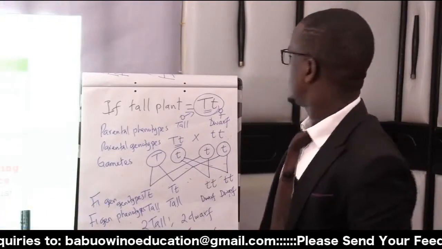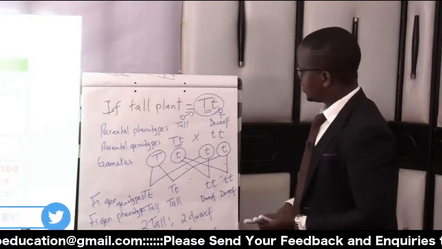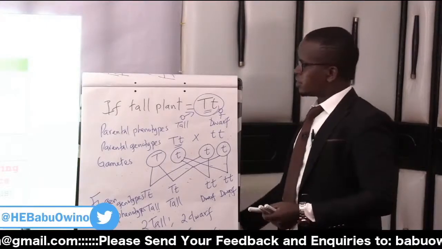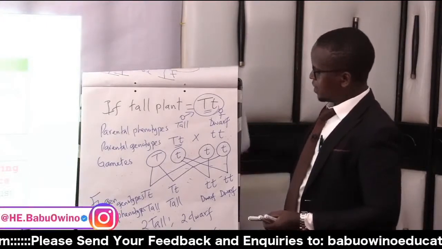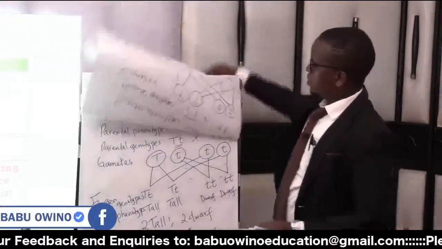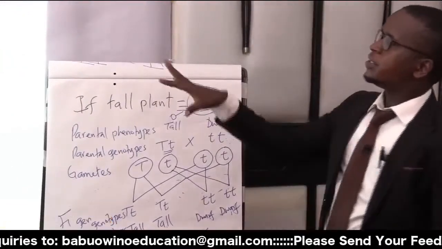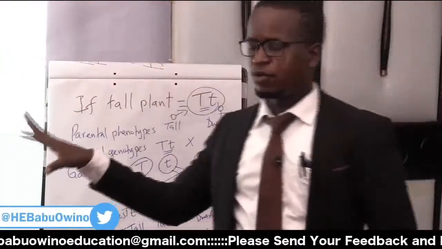The genetic cross is a commonly examinable area. And interestingly, students usually lose lots of marks here. I want us to look at these scenarios that I have represented. If you are to work out a genetic cross, what does the examiner look out for?